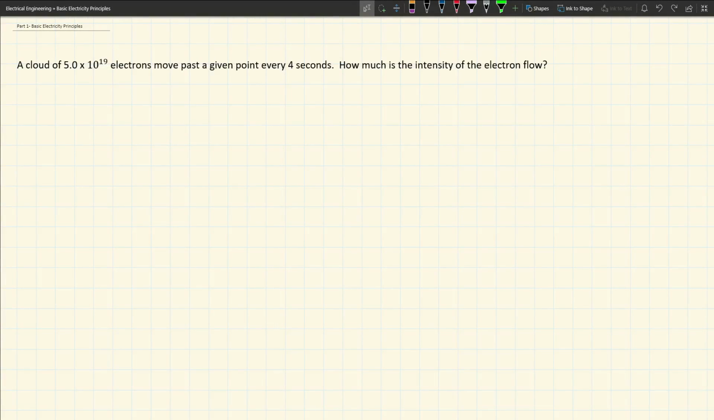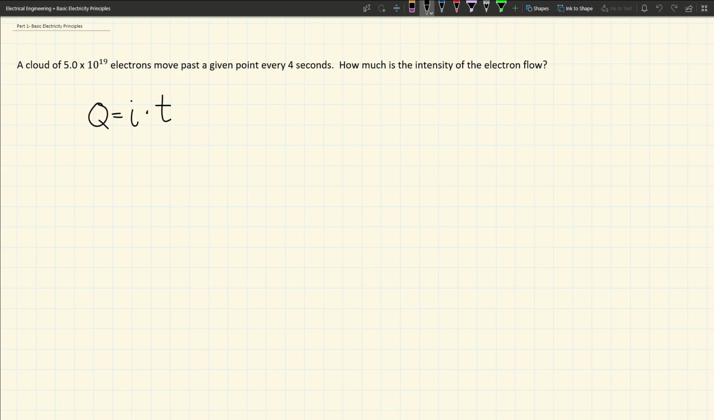Next, for our sample problem: a cloud of 5 times 10 to the 19 electrons moves past a given point every 4 seconds. How much is the intensity of the electron flow? We remember our formula, Q = I × T.